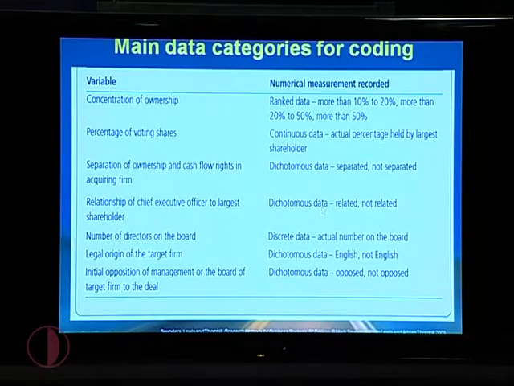Let's have a look at the main data categories for coding. If we have a variable like concentration of ownership, we have values like 10%, 20%, 50%, and so on.